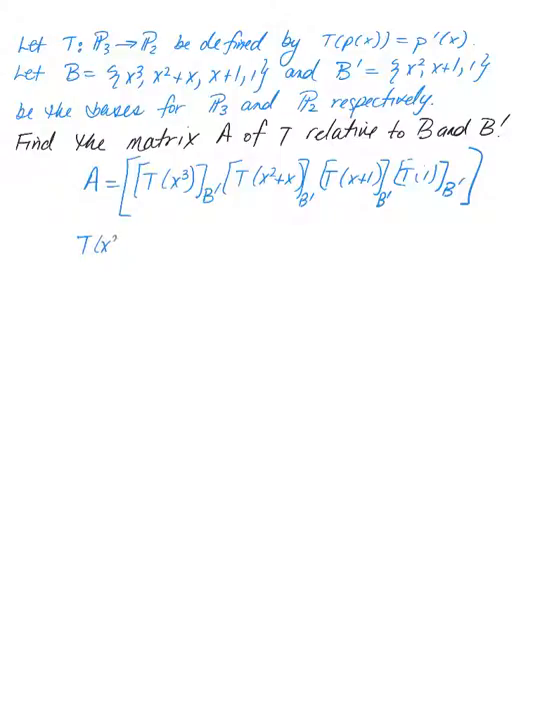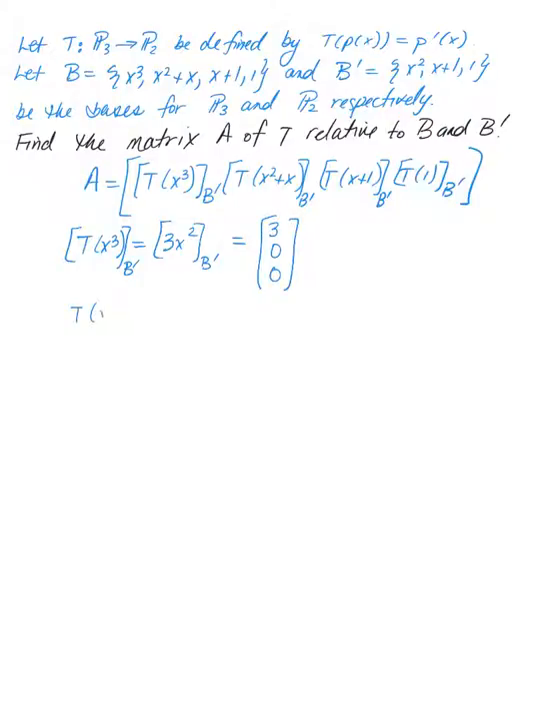So T of x cubed is the derivative of x cubed, so it's just 3x squared. And then in terms of the basis B prime, we see that the coefficient in front of x squared is 3. So the first coordinate is 3, and then the other two are 0, because that's the only term there was. Then we just repeat.